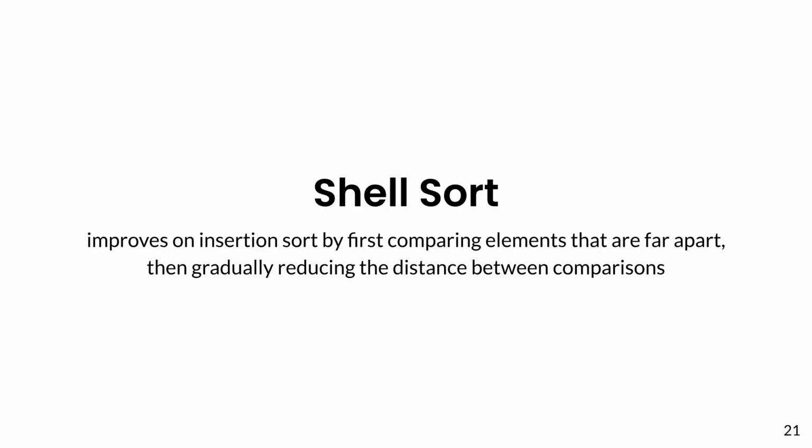Shell sort improves on insertion sort by first comparing elements that are far apart, then gradually reducing the distance between comparisons. This allows elements to travel large distances quickly in the early iterations. By the time we are comparing neighbors, the list is already nearly sorted and very little work remains.